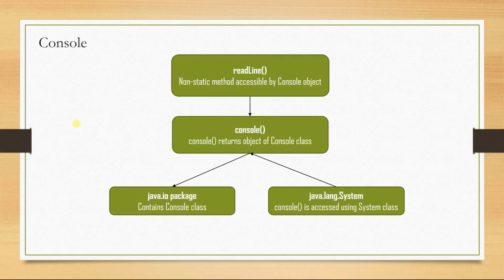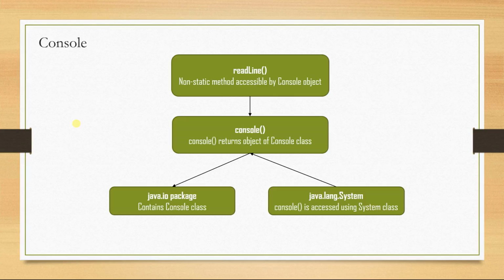the console class. Now this console class also uses the readline method, but it's a different readline. It is present inside the console class and is accessible by the console class object. Now there is a different way of accessing the object of the console class. Previously we were using the constructor. Here we cannot use the constructor.